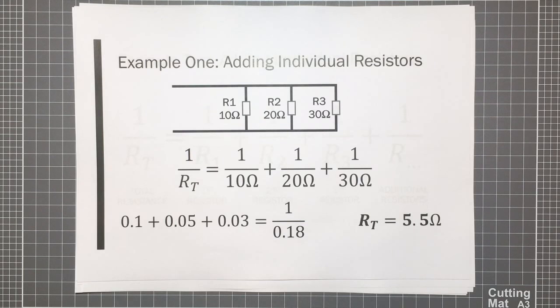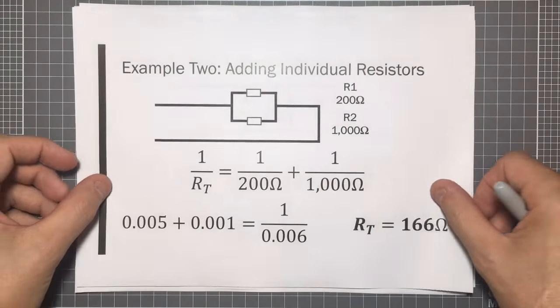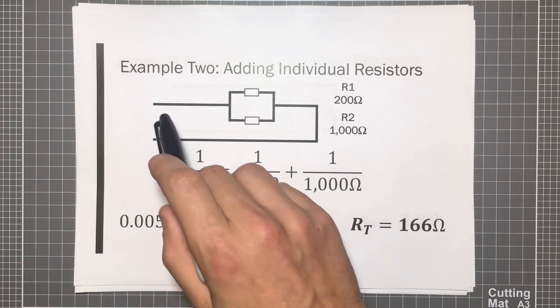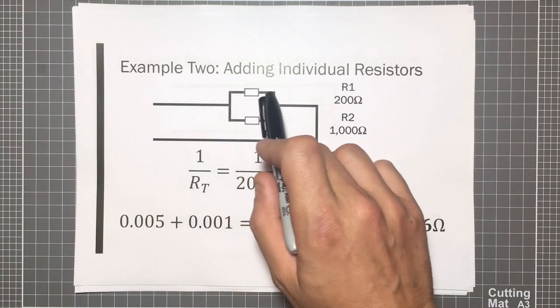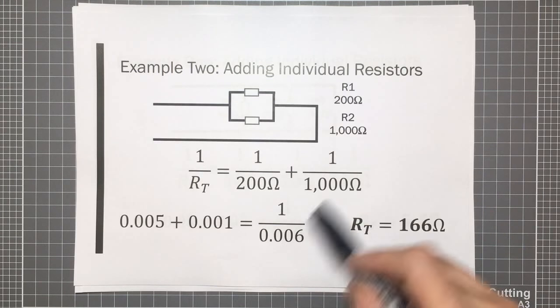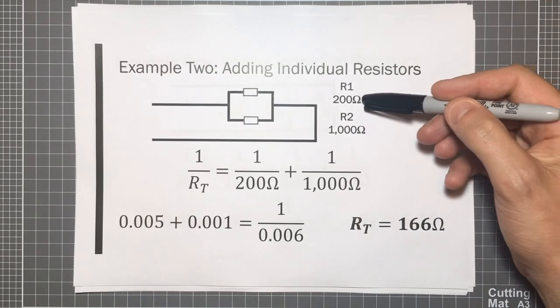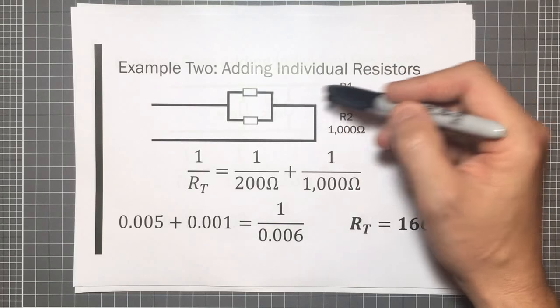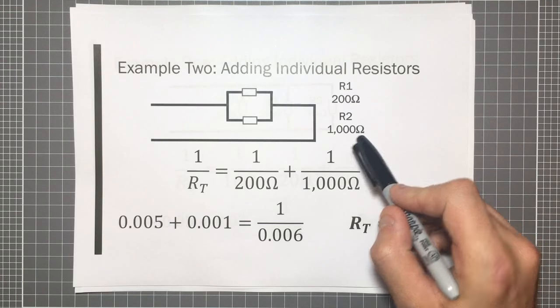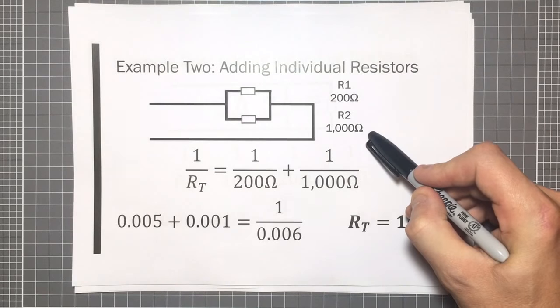Let's check out another example of that exact same situation. So in this one here, we're adding individual resistors again. We've got our current coming in. It splits into the top resistor and the bottom resistor before joining back up and shooting back out. So resistor number 1 is worth 200 ohms, and that's for this one up the top here. Right, so we've got 200 ohms.